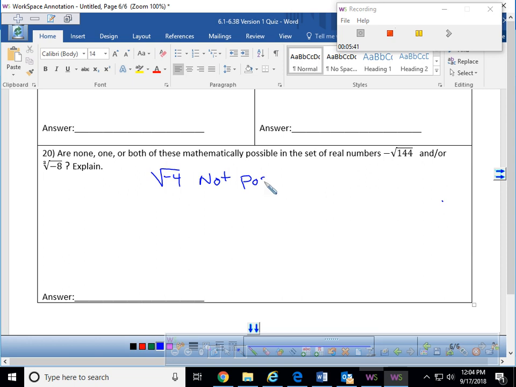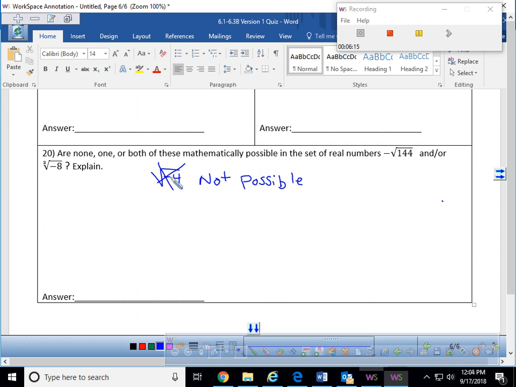And why would that be the case? Why is the square root of -4 not possible in the real numbers? Because remember what a square root is. A square root is a number times itself that equals this. Well, what number times itself equals -4? Well, it's not 2, because 2 times 2 is 4. It's not -2, because -2 times -2 is 4, not -4. So this is not possible.